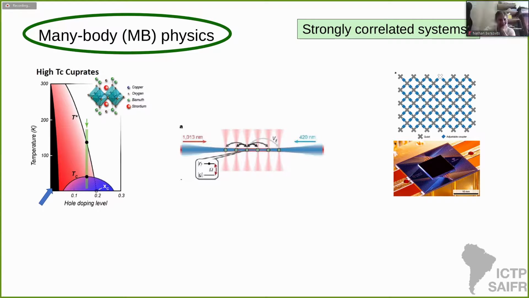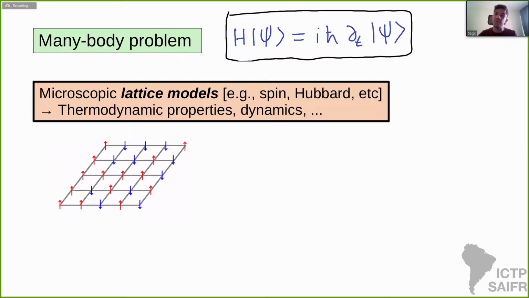One aspect I want to emphasize is that, in order to study the properties of the system, we have to solve the many-body problem. What we typically do is consider a lattice model, a simple model that has the interactions as the main ingredient, but not so many other ingredients. Then you try to study, for example, thermodynamic or dynamic properties of this model. But in order to solve the Schrödinger equation for this model and study these properties, we need to solve a problem that is very hard.